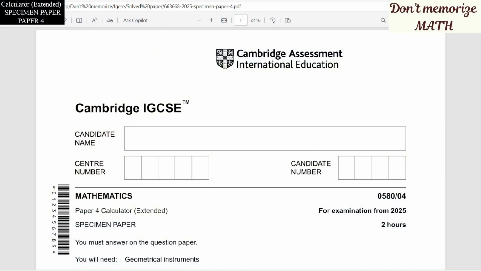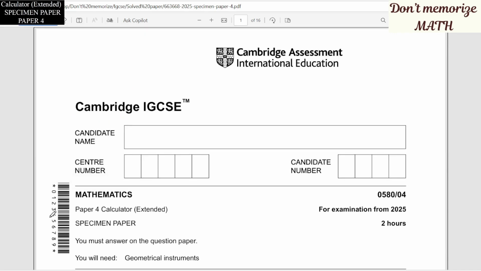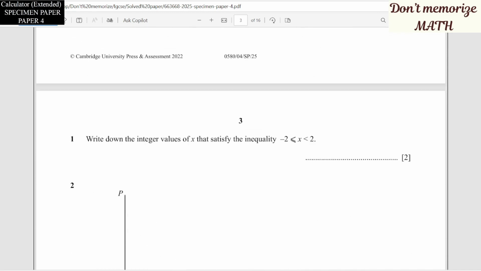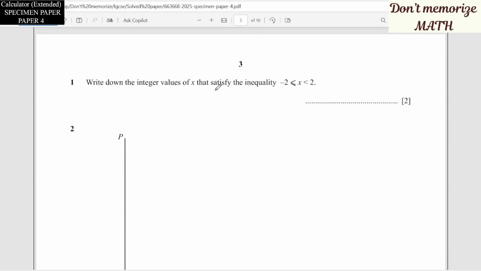So today we are discussing a specimen paper for examination from 2025. Okay, so it's a paper 4 and it's a calculator paper for extended students. So the first question is: write down the integer values of x that satisfy the inequality minus 2 less than or equal to x less than 2. So we need some integer values which satisfy this inequality.